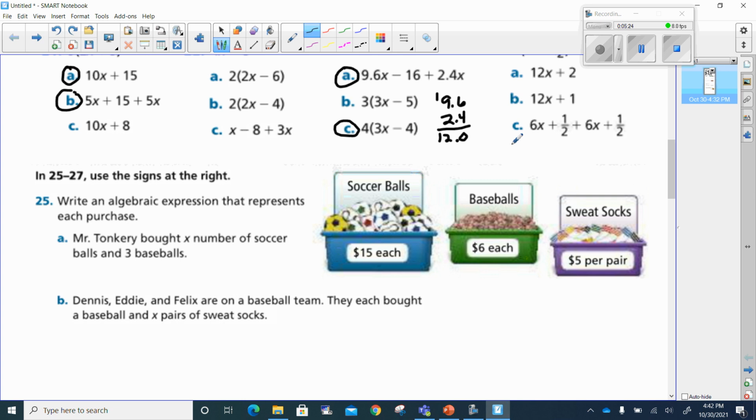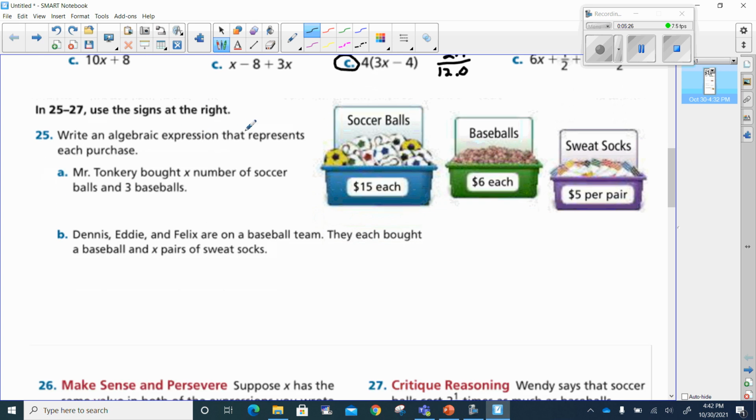All right, let's move down to 25. Write an algebraic expression that represents each purchase. All right, Mr. Concari bought X number of soccer balls and 3 baseballs. Well, the soccer balls are $15 each. We don't know how many he bought, but we do know they cost $15. So it'll be 15 times X. And 3 baseballs, well, baseballs are $6 each. So I can take 6 times 3, and that's going to give me 18. So I'll say plus 18.